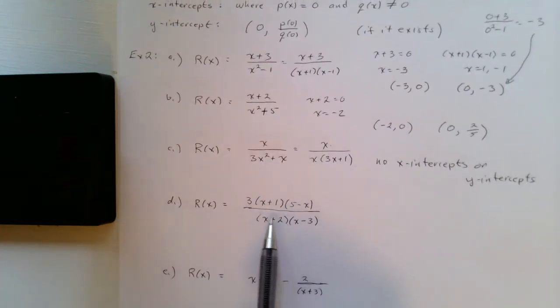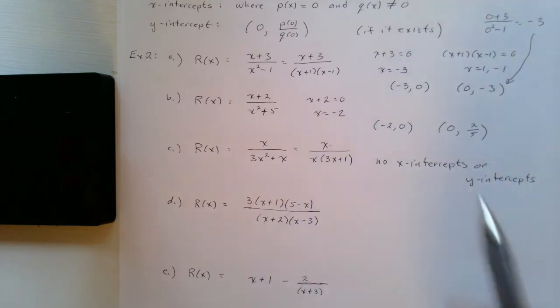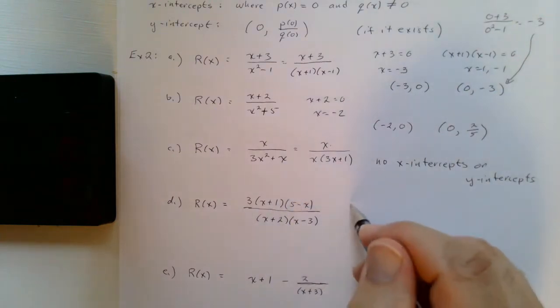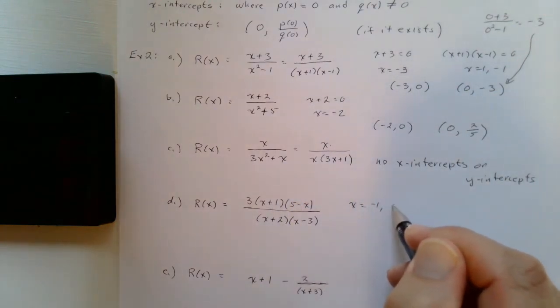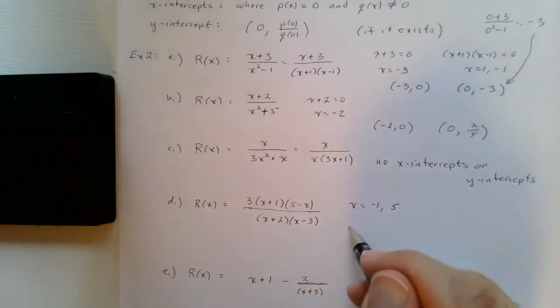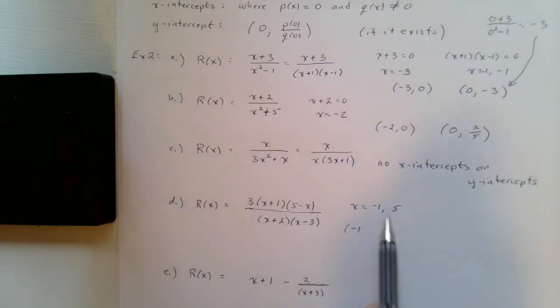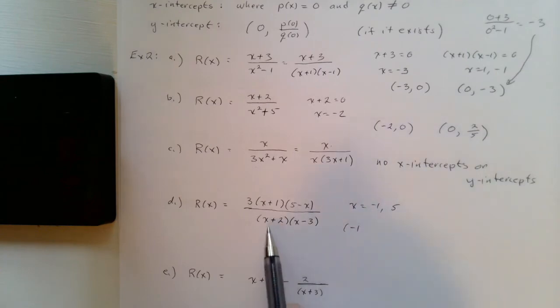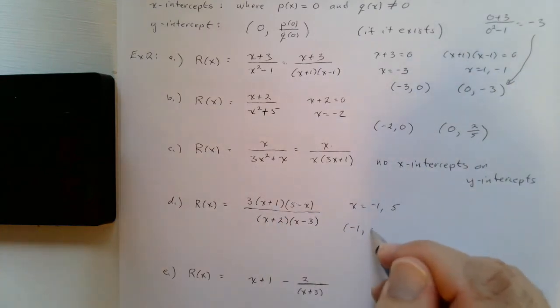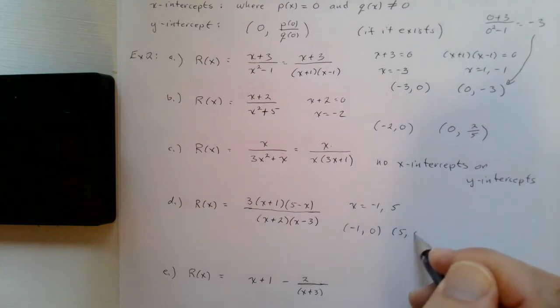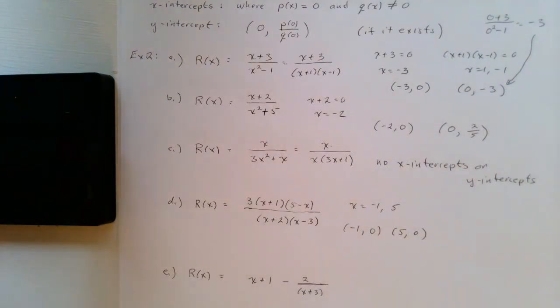Here we can see that the numerator is going to be 0 when these factors are 0. So that will be at -1 and 5. If you set each of these factors equal to 0, you get x equals -1 and 5. Okay, so -1 and 5, and none of these numbers makes the denominator 0. So -1, 0 and 5, 0 will be the x-intercepts.